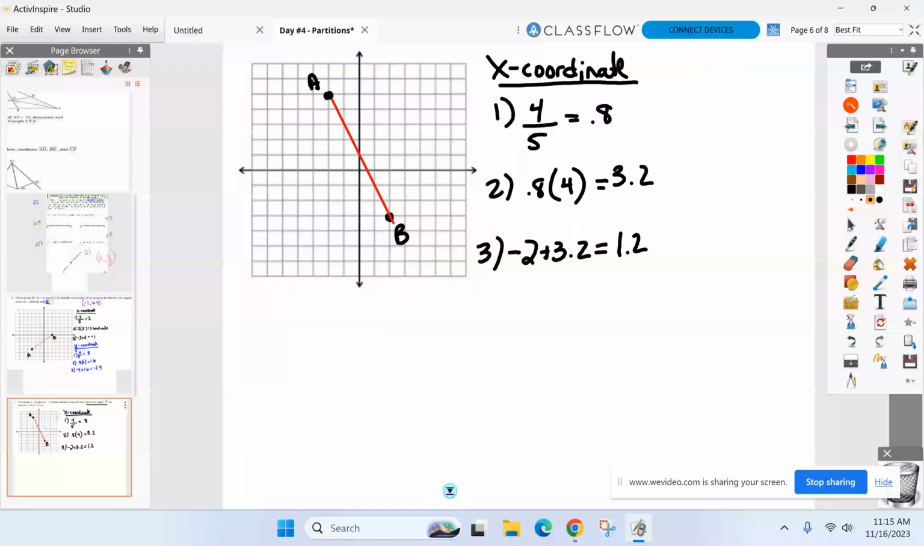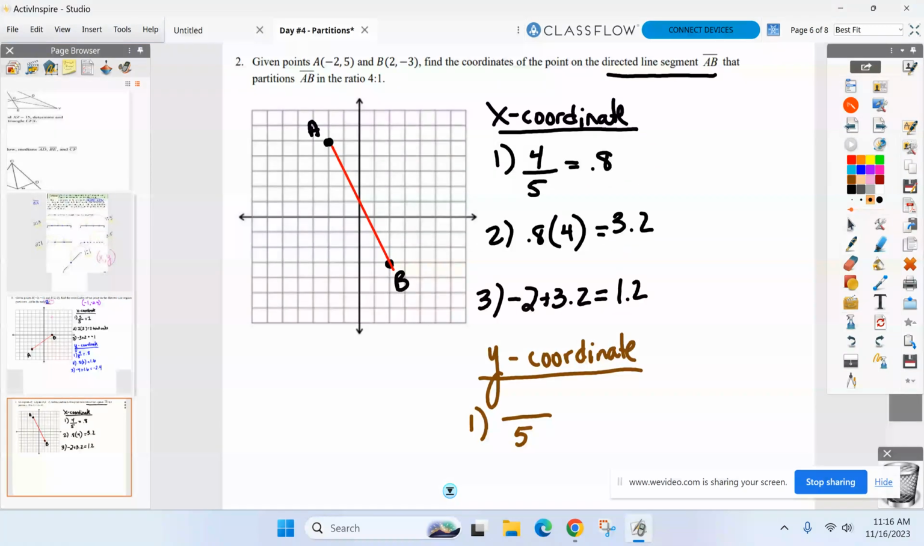Okay, I'm trying to trick you here now. Trying to trick you guys with the y coordinate and see if anybody notices it. I am still dividing it by 5. What is the distance on the y-axis now? What is the distance between your coordinates on the y-axis?